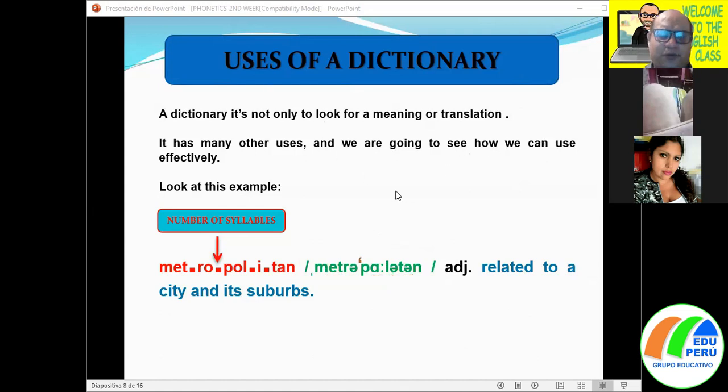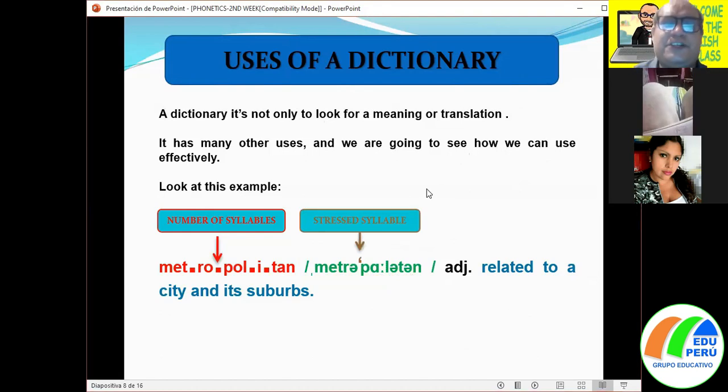Now, let's continue with another use. In the dictionary, you could see the stressed syllable. Teacher, which syllable is stressed? I don't know exactly. Metropolitan. I can't remember. You go to the dictionary. And how could you find this? Because of the apostrophe. Here you have an apostrophe.